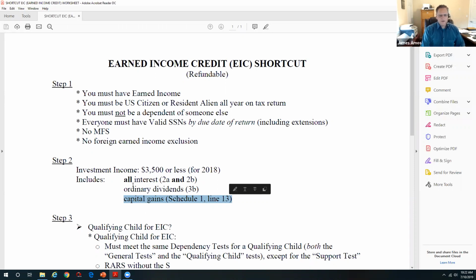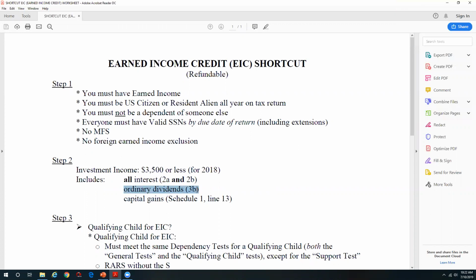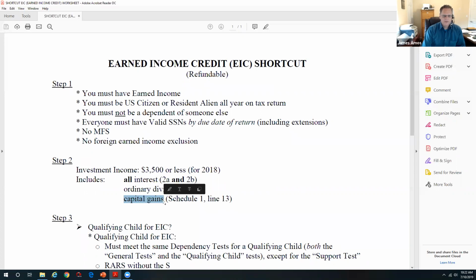So there is no nice way to remember all of this. You just have to remember what to include in investment income. Include all interest, whether it's taxable or not. Include only ordinary dividends. And then include capital gains. Okay, so all interest, ordinary dividends, capital gains.